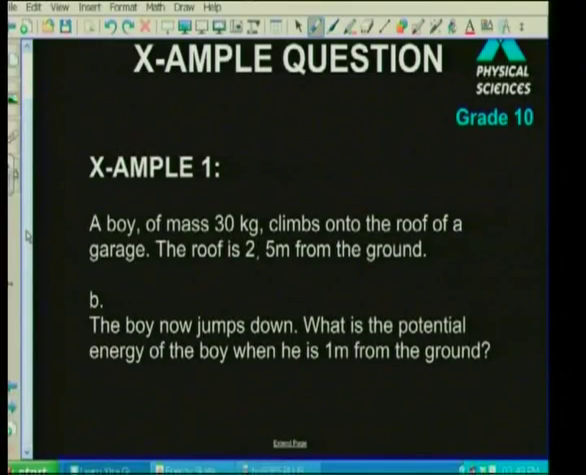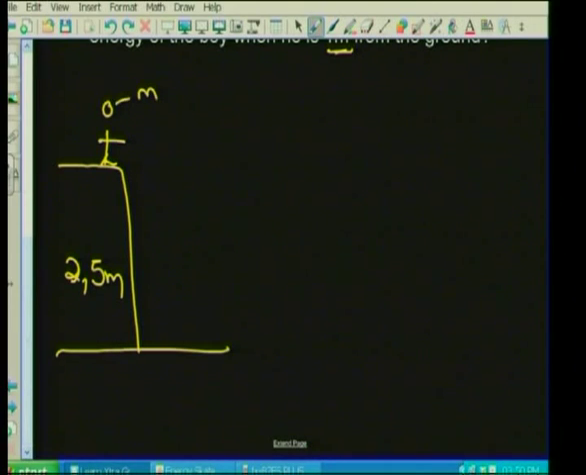Okay, you ready for another example? Excellent. Now, still part of the same question. The boy now jumps down. What is his potential energy 1 meter from the ground? So back to the drawing. This was the original situation. And he had a mass of 30 kilograms. Now they say to you, he jumps off the roof. He jumps off. And they ask you, if he's now 1 meter above the ground, so at this position, what is his potential energy?